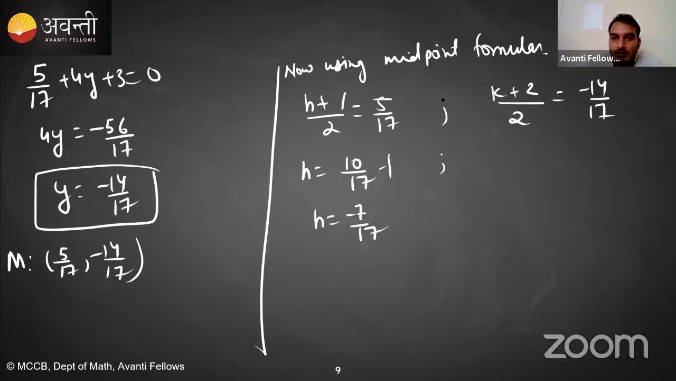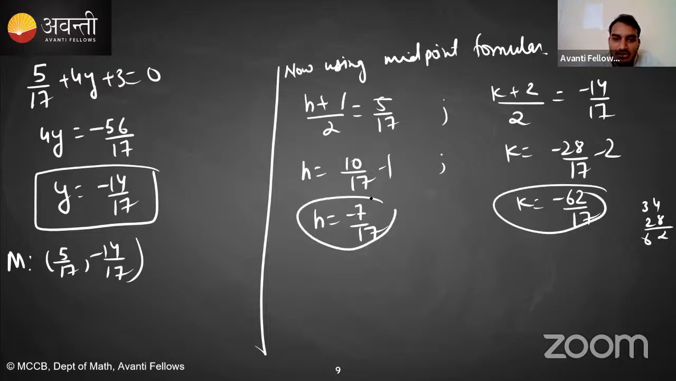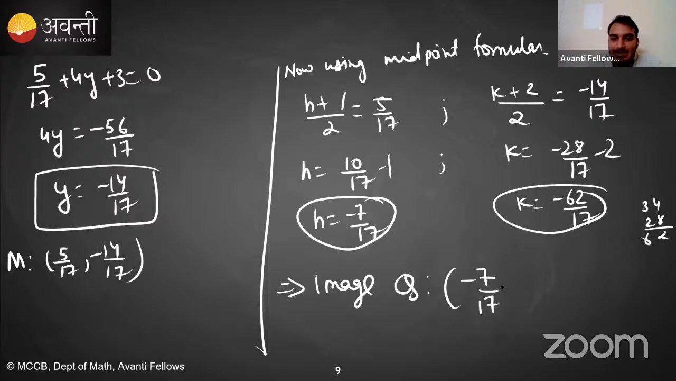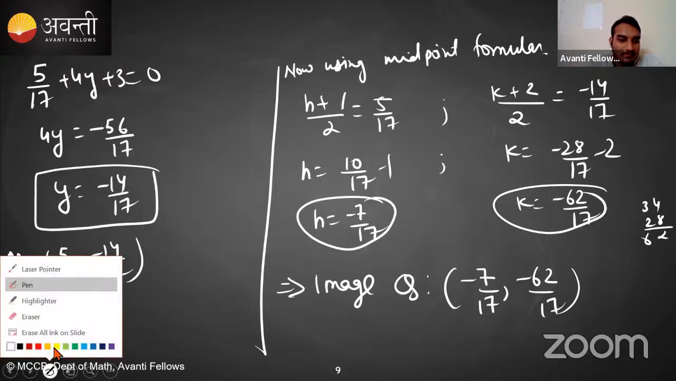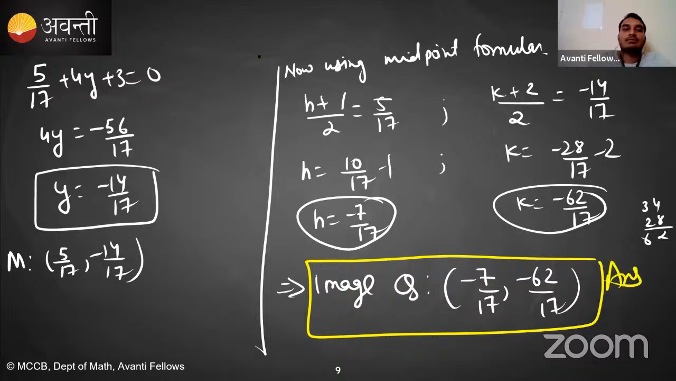What is k? k is nothing but minus 28 upon 17 minus 2. So how much does k come to? Minus 34 and 28, minus 62 upon 17. So this is k and this is h. So the image Q point is minus 7 upon 17 comma minus 62 upon 17. So this is your answer. Is this clear, students?